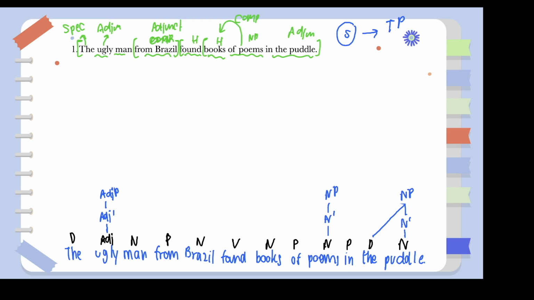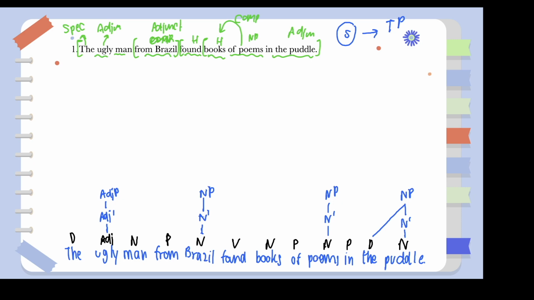Okay, before we attach with the poems, we find another N bar, like in Brazil. Okay, so we have N bar and NP. Okay, we leave man first. Okay, so in the puddle here, we have noun phrase in the puddle, right?